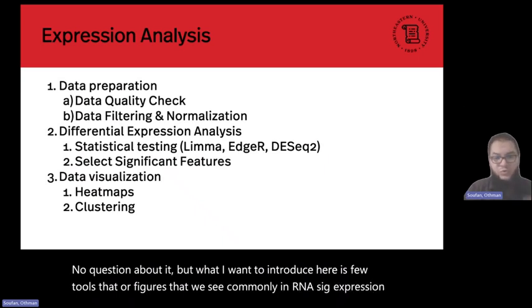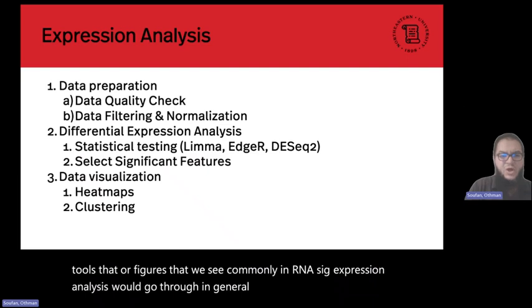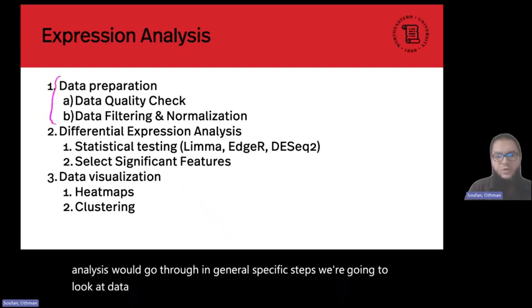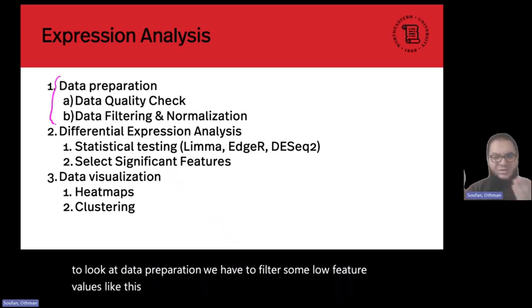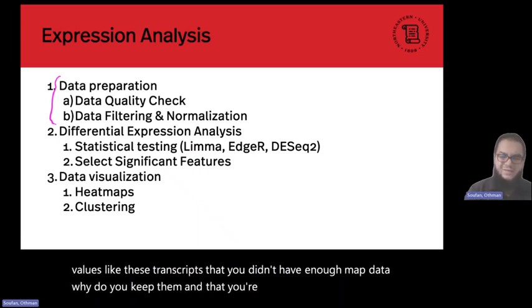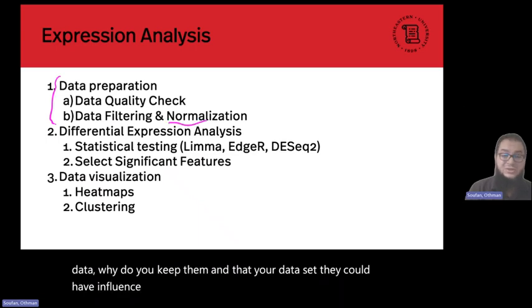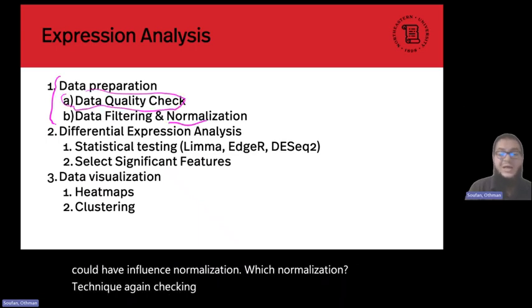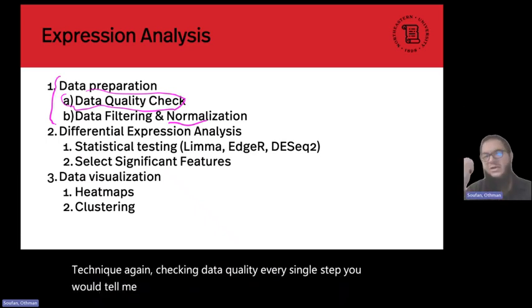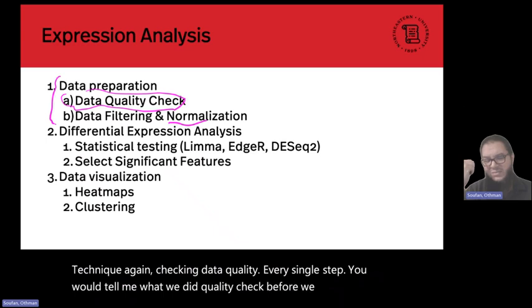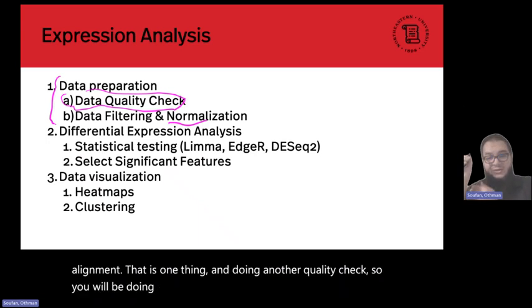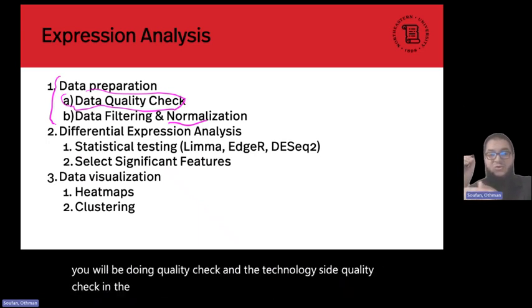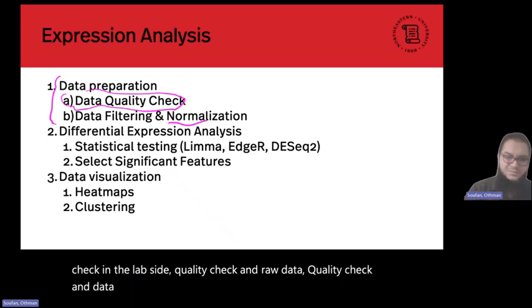Expression analysis would go through, in general, specific steps. We're going to look at data preparation. We have to filter some low feature values, like these transcripts that didn't have enough mapped data. Why do you keep them in your data set? They could have influence. Normalization, which normalization technique? Again, checking data quality. Every single step. You would tell me, what? We did a quality check before we did the alignment. That is one thing, and doing another quality check. So you'll be doing quality check on the technology side, quality check on the lab side, quality check on raw data, quality check in data analysis. We keep doing this.